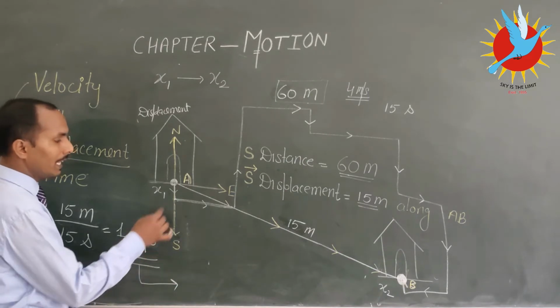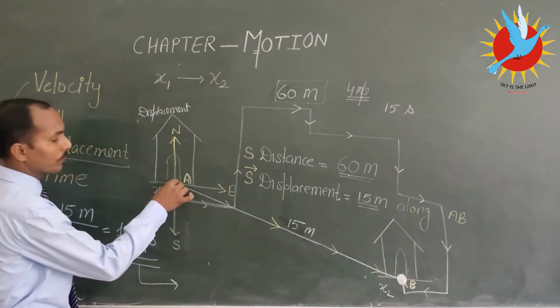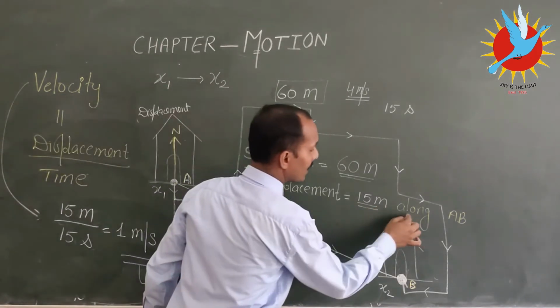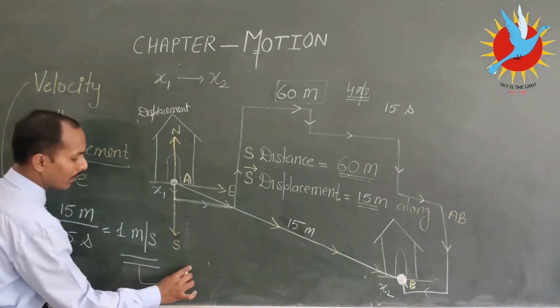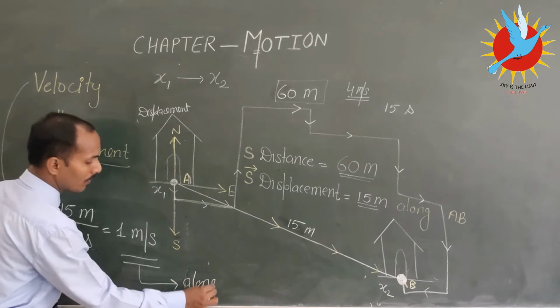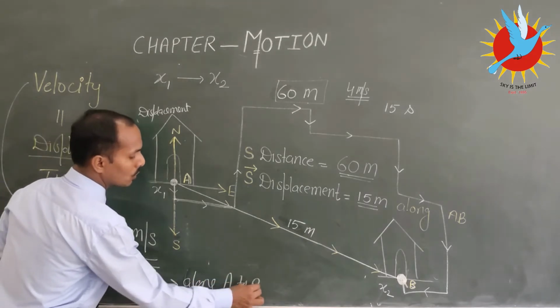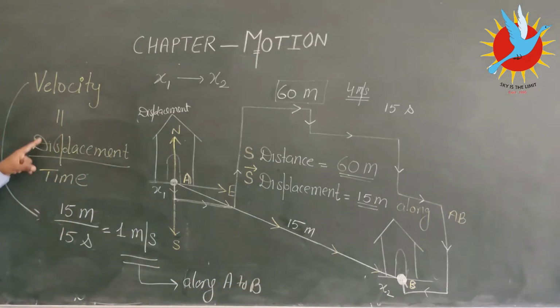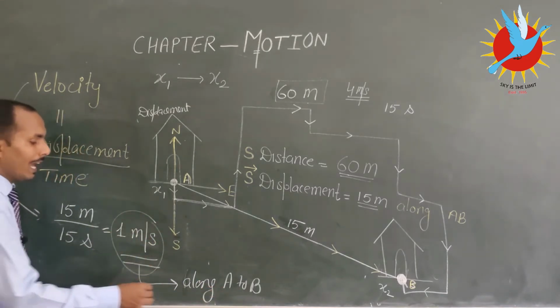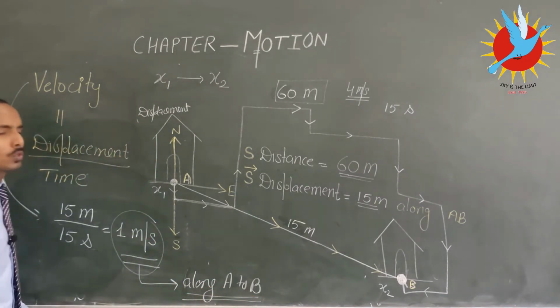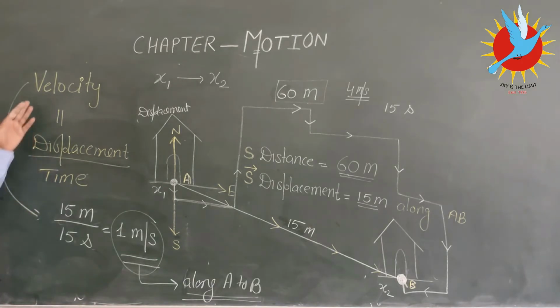In this case the direction is along A to B, from initial to final. So velocity becomes displacement upon time, 15 by 15, 1 meter per second along A to B. This is the magnitude and this is the direction.